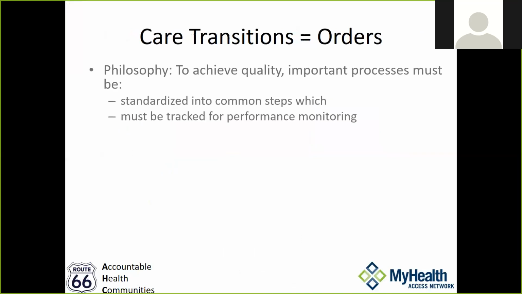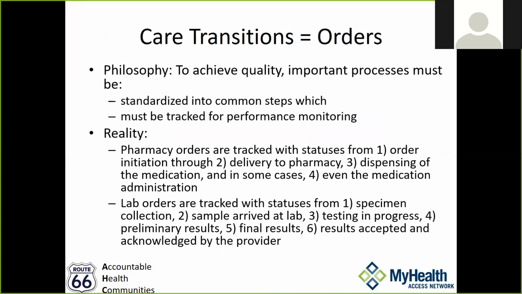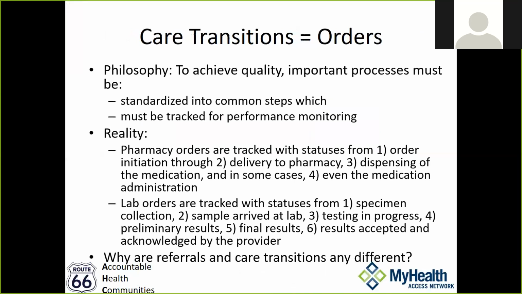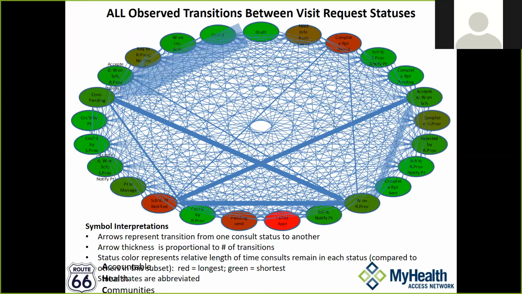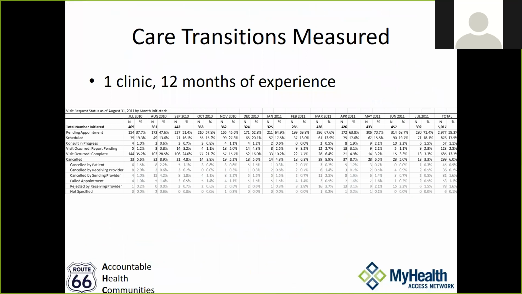So we began to look at care transitions as orders and standardize the process just like we do with pharmacy orders or lab orders, and came up with a series of statuses to track the steps of the process. And what we found was, in the paper world, this is 25 unique states that we determined for electronic referrals and transitions. And the lines connecting these different circles are the workflow in the paper world, which, as you can see, is chaotic and not well designed.